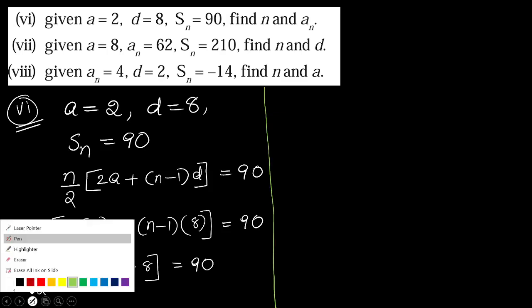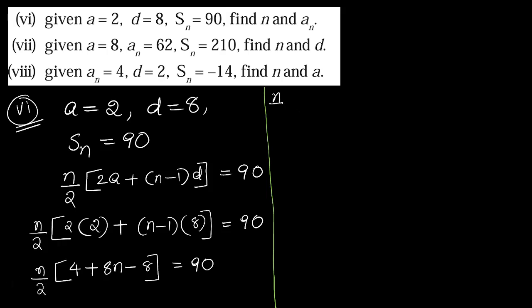So n by 2 into, what is this? Sorry, not 4. There is 8n here. And there is 4 minus 8. 4 minus 8 is minus 4. Equal to 90. Do maximum simplification.